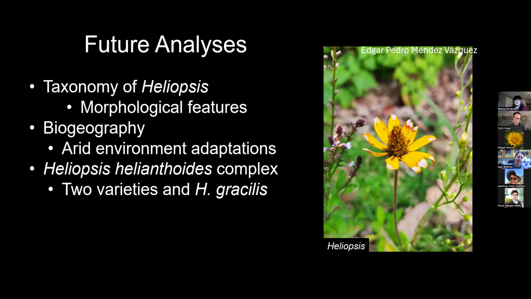Also, Heliopsis helianthoides has a species complex with 2 or 3 varieties, depending on who you talk to, with a species called Heliopsis gracilis that grows on the southern edge of the Heliopsis helianthoides range, and it might be more of a variety like these other ones. But I've got some preliminary molecular work on that, and that's been on the back burner for years now, but hopefully one day I'll get to tackle that one.